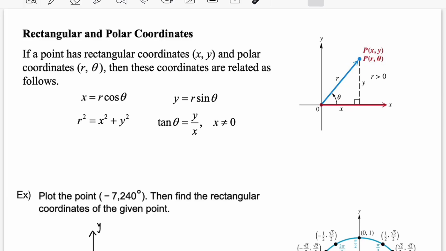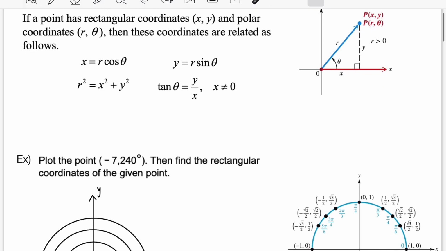Now, looking at this diagram here, this P is in rectangular coordinates, and this P is in our polar coordinates, where r is going to be the distance from our pole, or from our origin, and this horizontal component here is going to be our polar axis. Now r is going to be the magnitude of this, and then theta is going to be our angle from this polar axis.